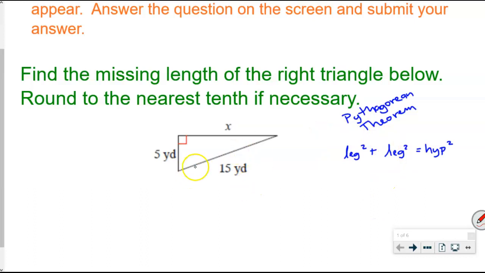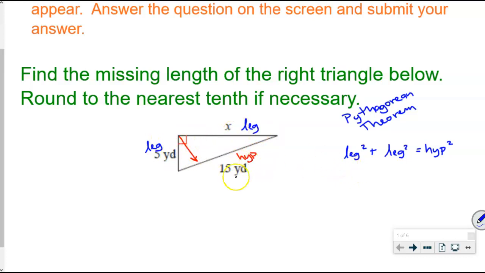Let's label the information. Since I need to know which ones are legs and which one is the hypotenuse, let's do that. Let's start with this 5 yards. What is that, leg or hypotenuse? Leg. It's helping to form this right angle, so the 5 yards is a leg. Let's go with the 15 yards. What is that going to be? That's the hypotenuse. It is not forming the right angle. It is directly across from it. This one gets the label of hypotenuse. And the x is also helping to form that right angle, so this is also a leg.